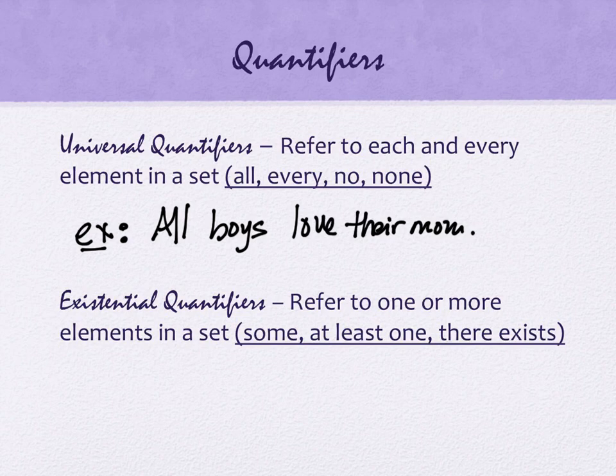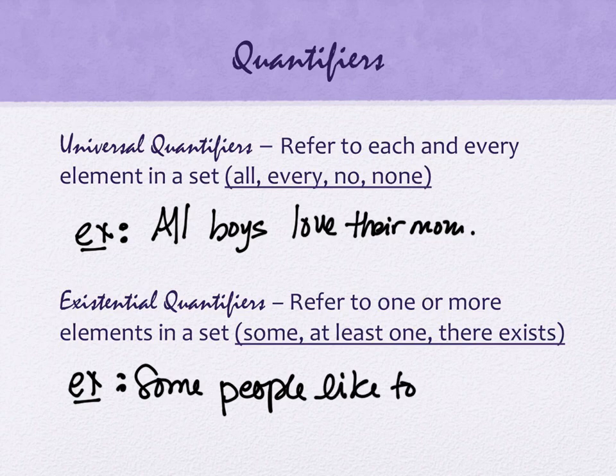All right, that's universal. Existential quantifiers refer to one or more than one elements in a set. So there are words like some, at least one, and there exists. So this isn't the one I'll write down, but if you take the statement I already made, all boys love their mama, and you take the word all and you make it some, now you've got an existential quantifier statement. So existential, that beginning part, X exists, right? You're seeing the exist part of it in there, so the phrasing is similar. So we'll do another one here. Some people like to swim.